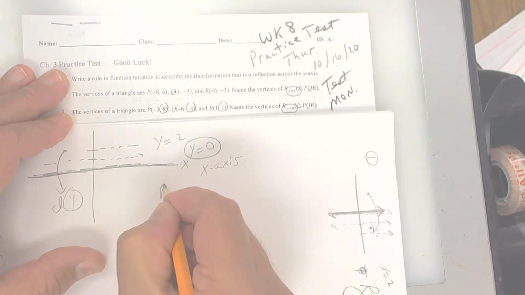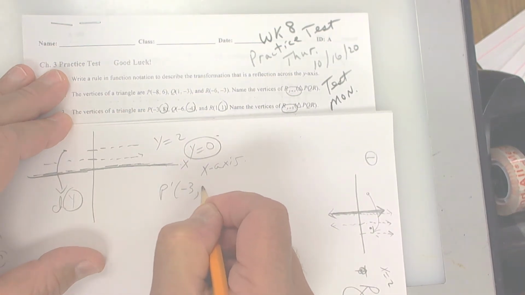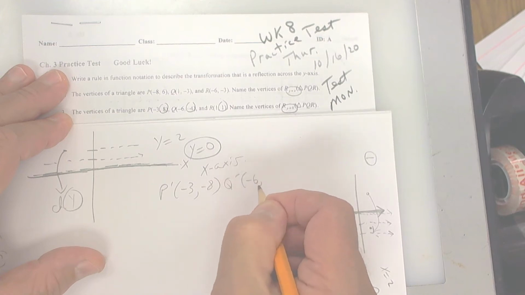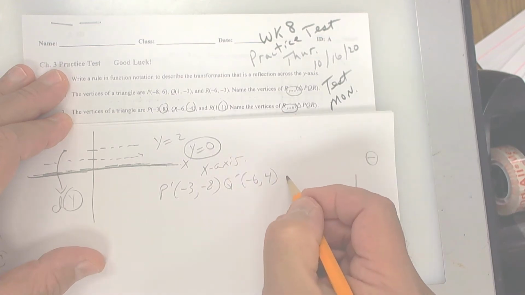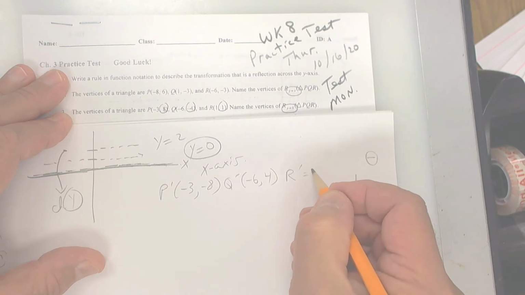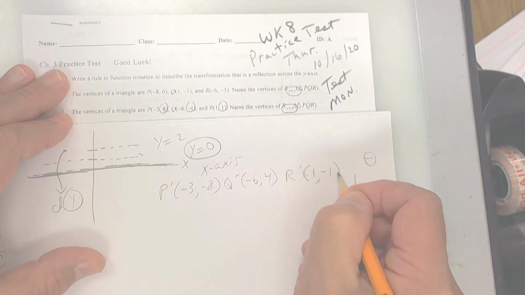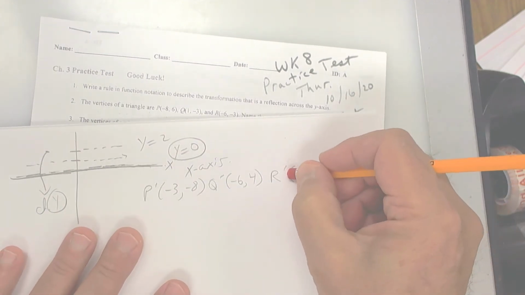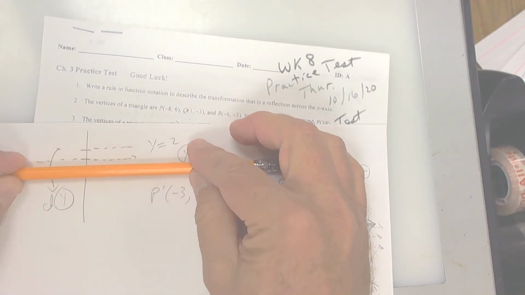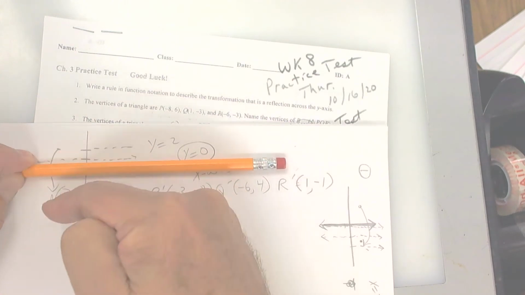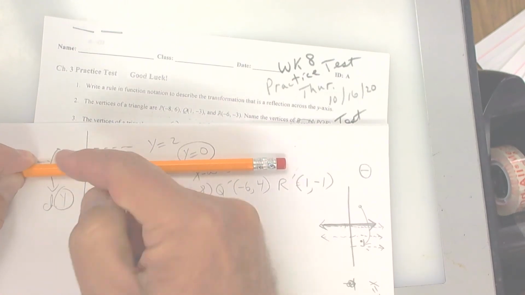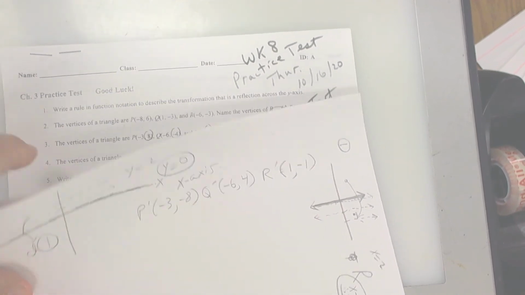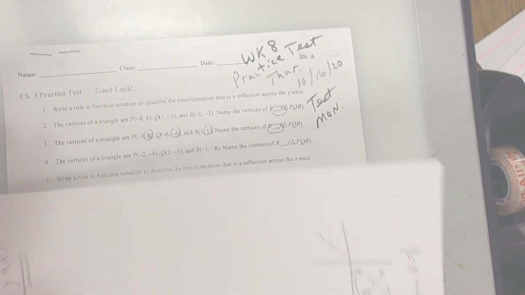Okay, anyway, so P prime is going to be -3 and -8. Q prime is going to be -6 and 4. And then finally, R prime is going to be 1 and -1. Make sure you understand what I'm doing there. Okay, so y equals 0 is the x-axis. And in order to flip it over the x-axis, you're going up and down. Therefore, you have to change the y. Let's go to number 4.